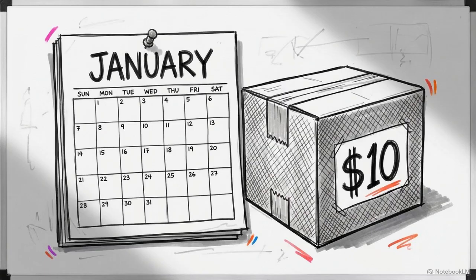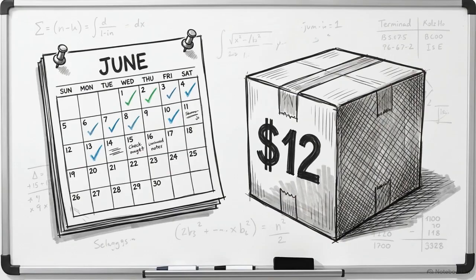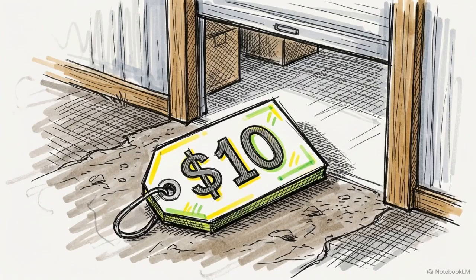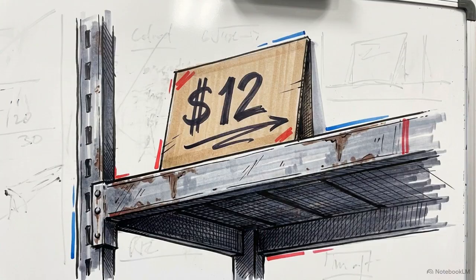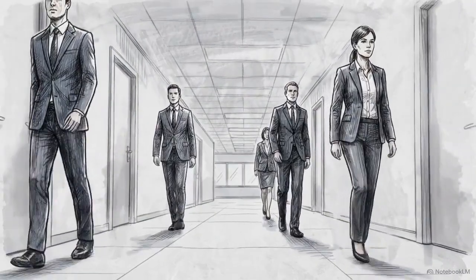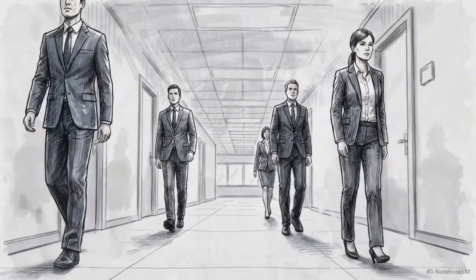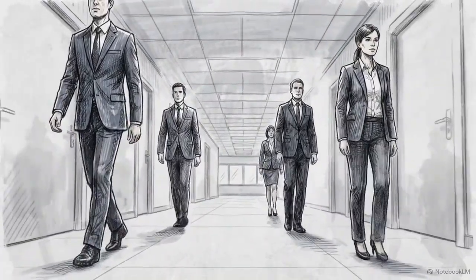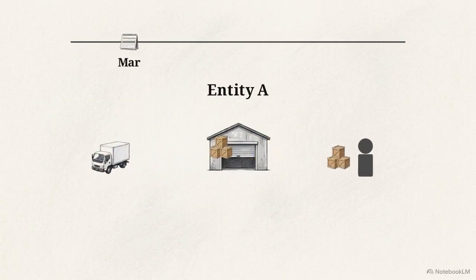If you buy a batch of units in January for $10 each, and an identical batch in June for $12 each, and then you sell one unit, which price tag leaves the building and which one stays? Professional inventory management relies on selecting a specific mathematical algorithm to dictate how a company's profits and assets are reported to the public. Consider a hypothetical business called Entity A.